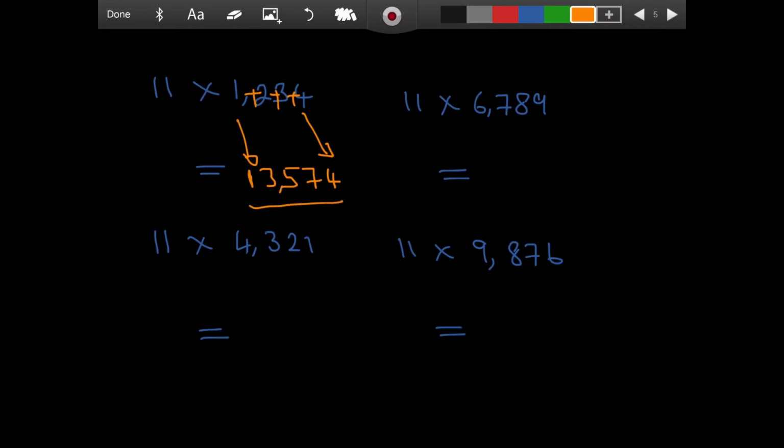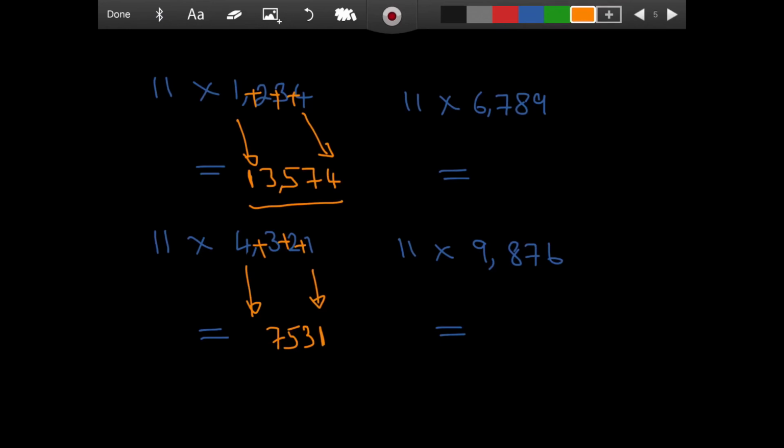So your answer is 13,574. 11 times 4,321. Bring the 1 down. Add the 2 and the 1 together. You get 3. Add the 3 and the 2 together. You get 5. Add the 4 and the 3 together. You get 7. And you push down the 4. 11 times 6,789 and 11 times 9,876. Pause the video and see how you get on with them.